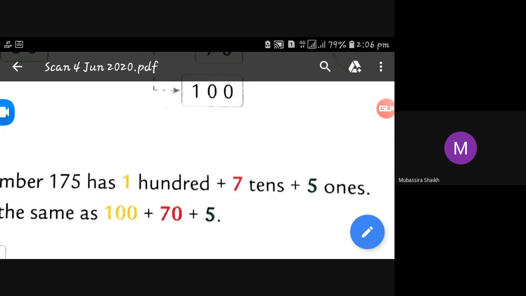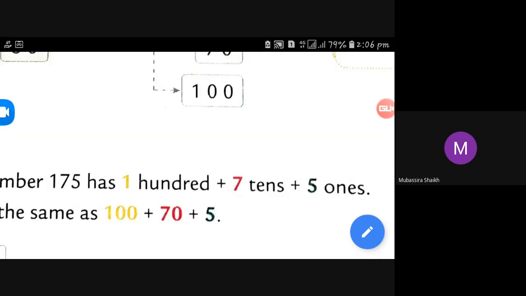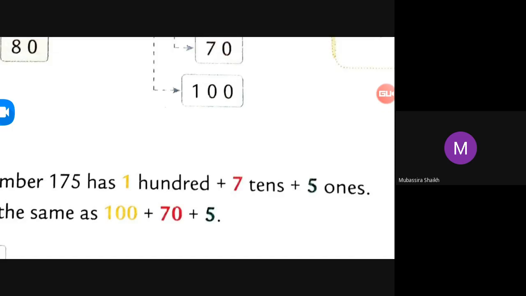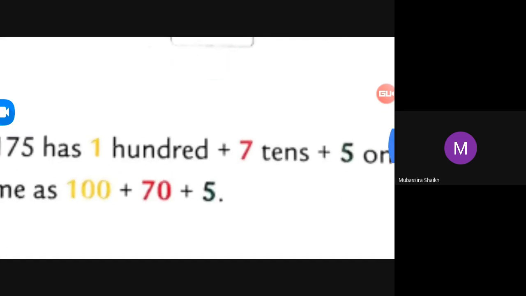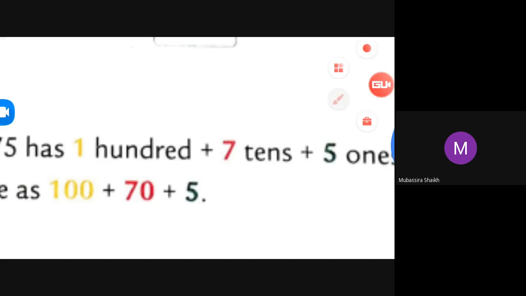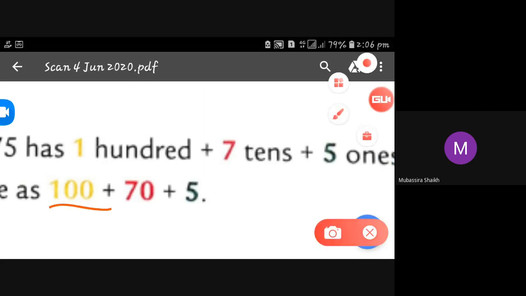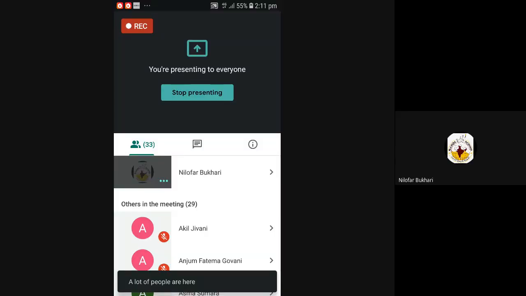Okay, now 7 tens, so you have to write down the spelling of tens here, and 5 ones, so you have to write down the spelling of ones here. And see the expanded form, 100, so you have to write down 100 here. See this, 7 tens means 70, and 5 ones as it is. So this is the expanded form. Understood everyone? Okay, now let's go further. This is the exercise, see this. We also did this exercise. Hope you remember how to write the expanded form.